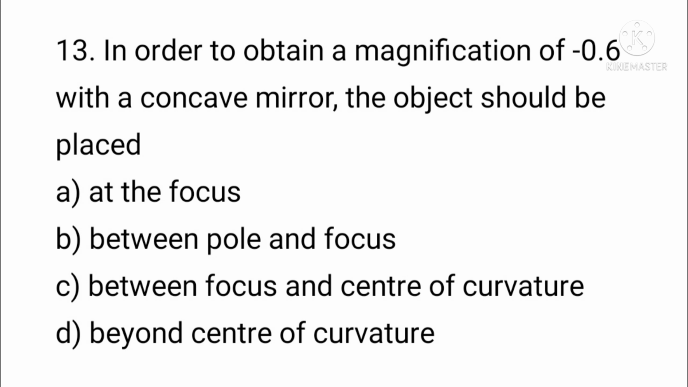Question number 13. In order to obtain a magnification of -0.6 with a concave mirror, the object should be placed option A at the focus, B between pole and focus, C between focus and center of curvature, D beyond the center of curvature. Answer is option D, beyond center of curvature.